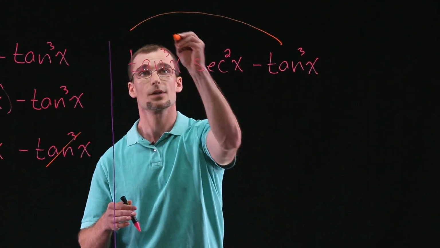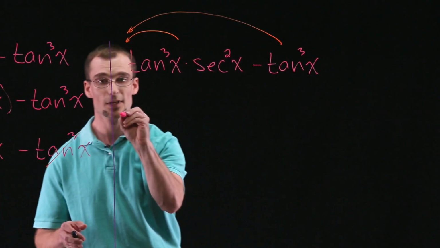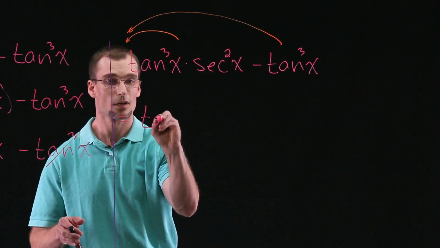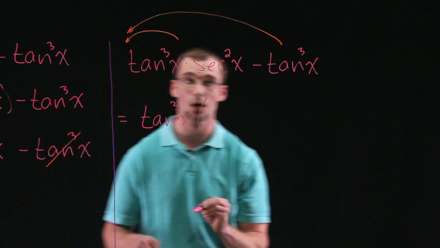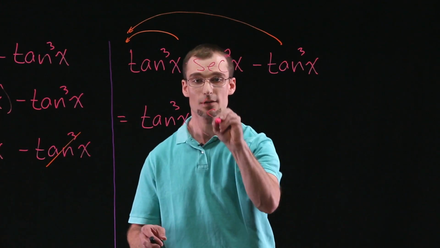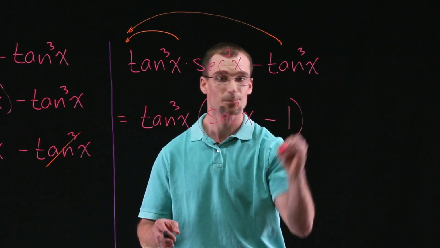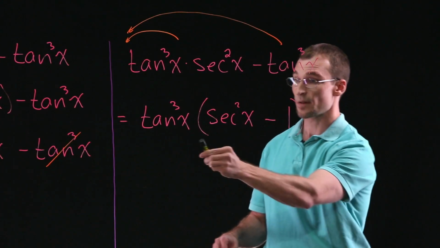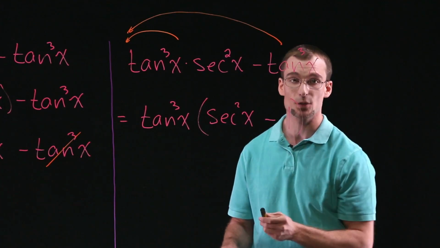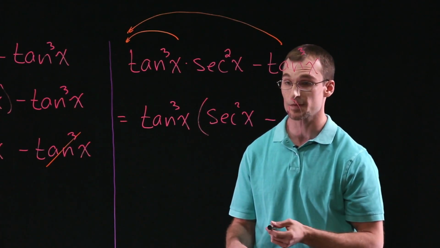So we could factor out a tangent cubed, giving us tangent cubed x times the quantity secant squared x minus 1. Now what can we do with that? We have tangent cubed, and again, secant squared minus 1. We want to get tangent to the fifth, meaning, again, we want to turn everything into tangents.